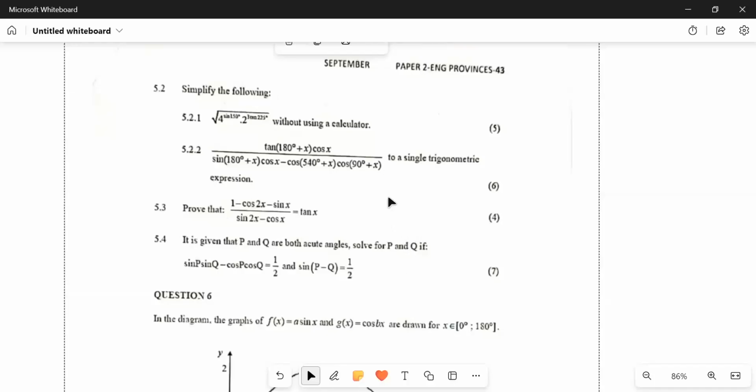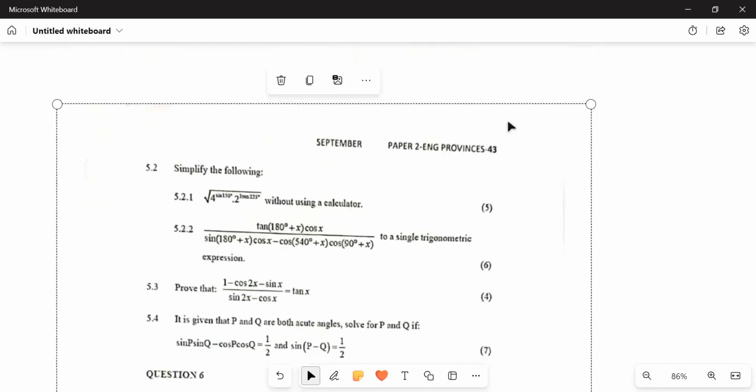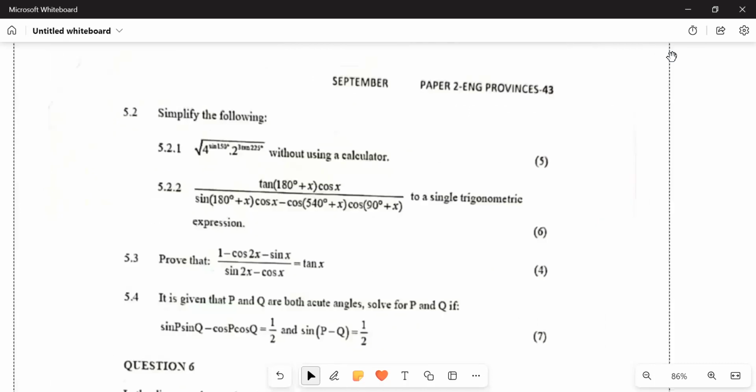Just remember, Casio calculator allows you to use a calculator without using a calculator. Okay, so 5.2, yeah? 5.2, let's expand it so that everyone can see it. Okay, sure. So here's what we have.